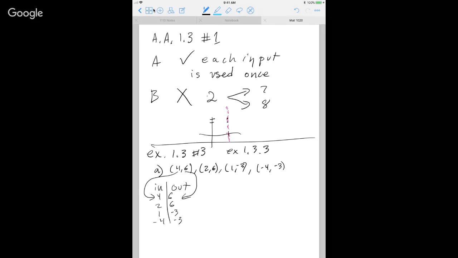And so from here we can see that each input goes to one output. Outputs go to several inputs, but that's okay. It's just about the inputs going to one output that we care about. And also, if we plotted this, what we would find is that we'll put 6 up here, so -3 is right there. 4, -4, there's 2, and there's 1. So if I plot these up, what I get is a picture like this.